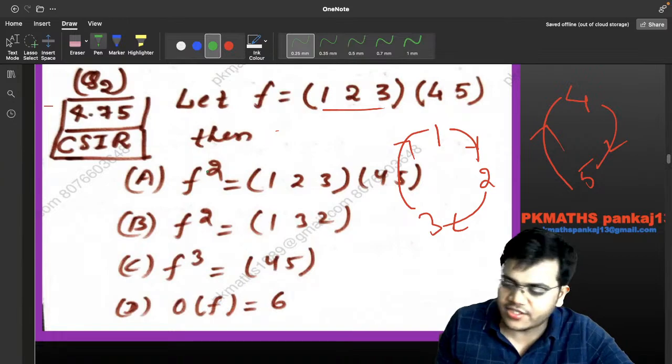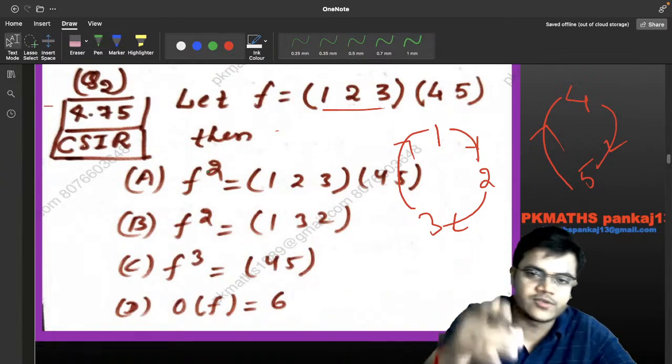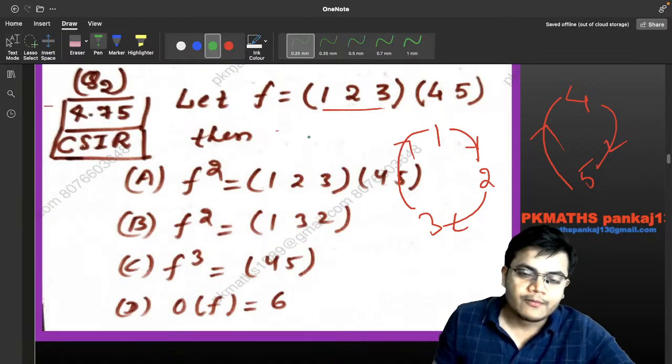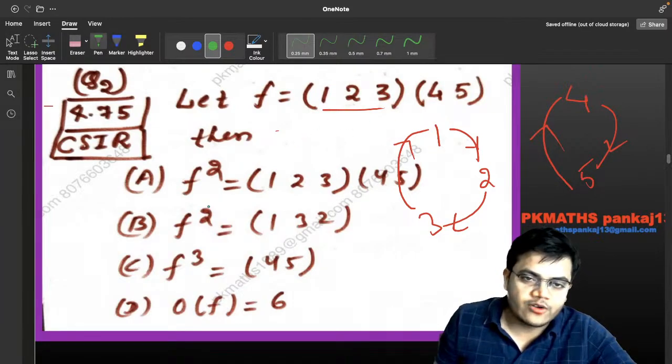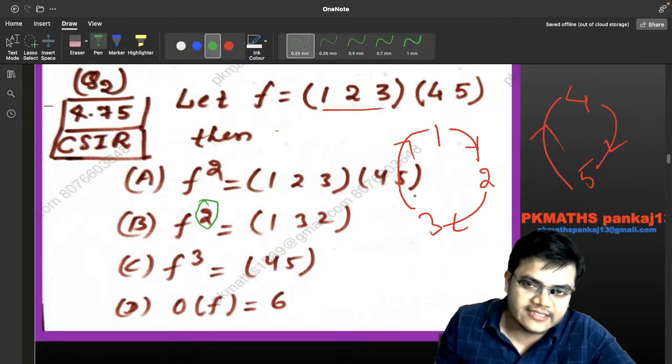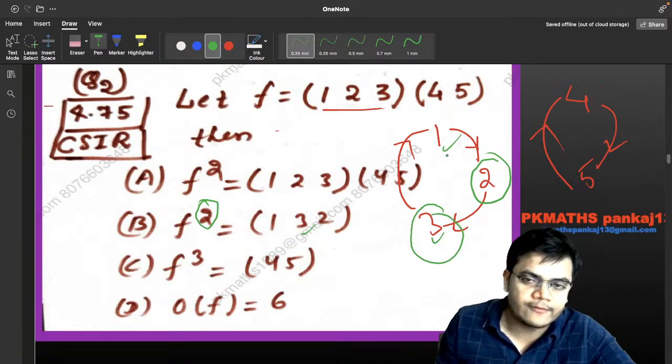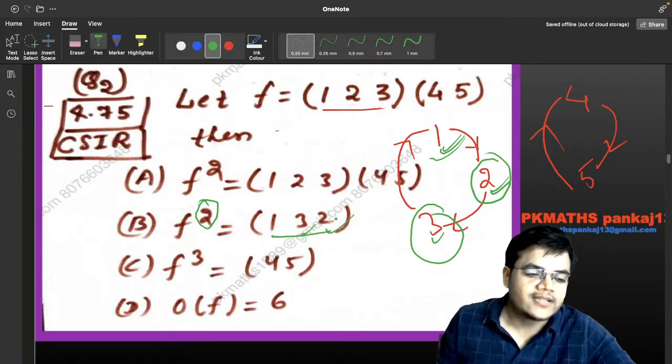And this time Ashish Tiwari is there and he is absolutely right this time. Yes, Ashish ji, you are absolutely right. Because if you want to find this f squared, then you have to skip just one element. So 1 will go to 3. And for 3, you have to skip 1, so you will go to 2. And this 2 will come to 1 once again. So this is (1 3 2).